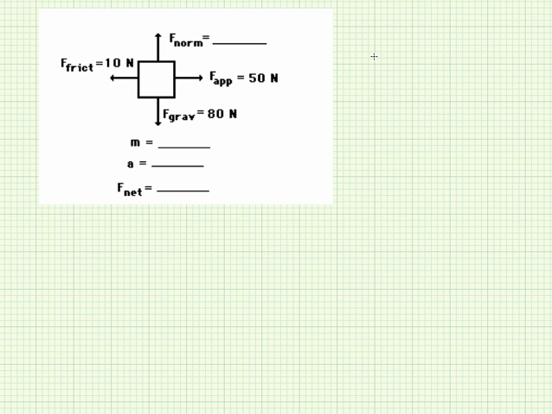First of all, could you find the normal? What would be the normal force? Since we're not told anything about it accelerating up and down, it's a pretty safe bet to say that the mg and the normal force are equal and opposite. So let's fill it in and say that the normal is going to be 80 newtons.